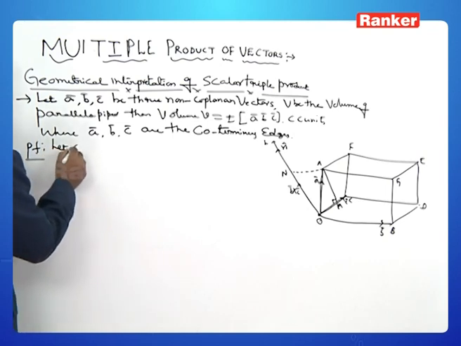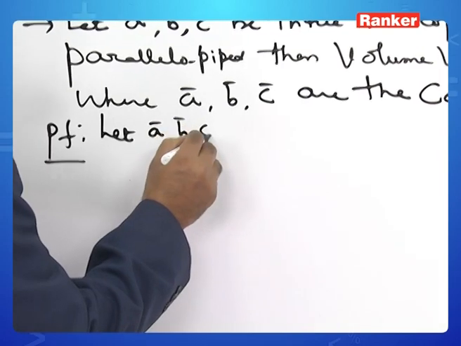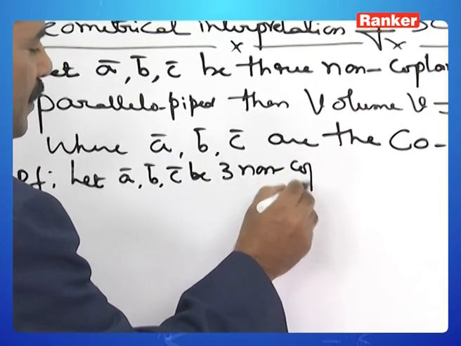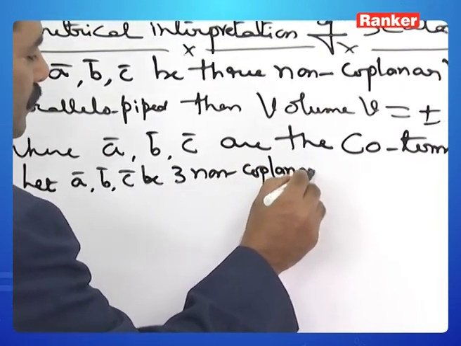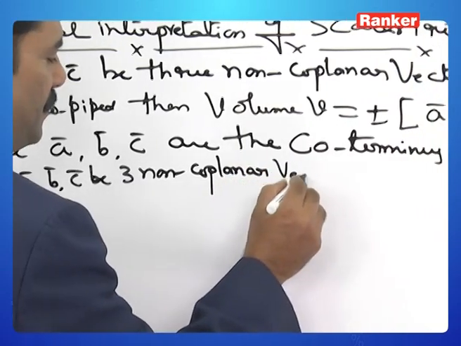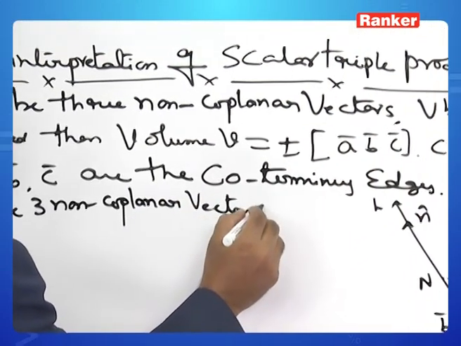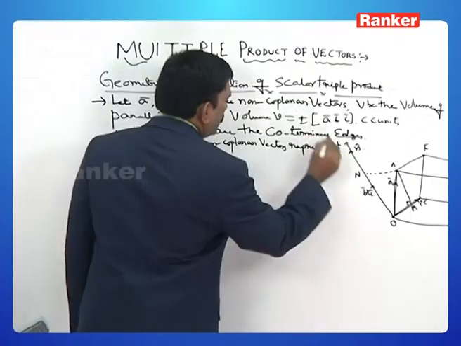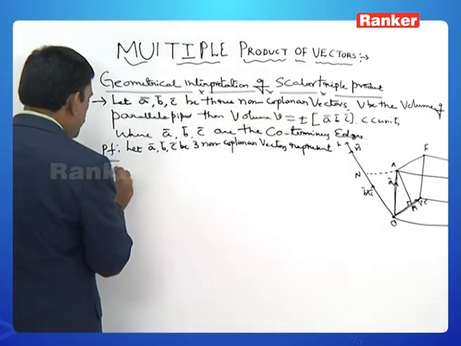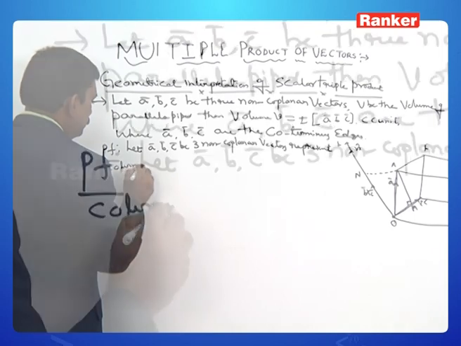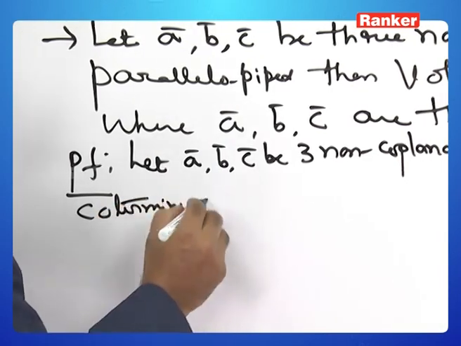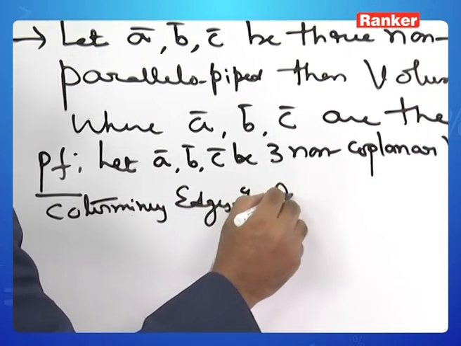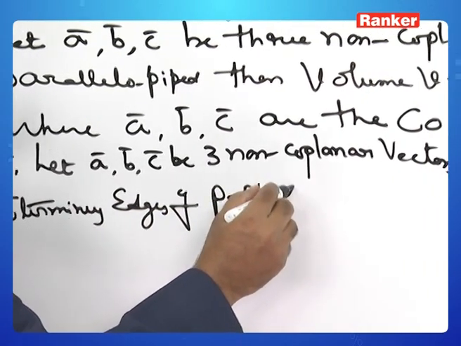Let A bar, B bar, C bar be three non-coplanar vectors representing coterminous edges of a parallelepiped.